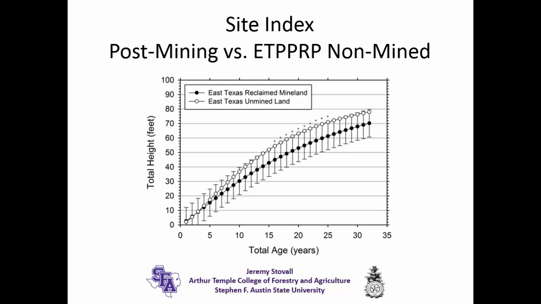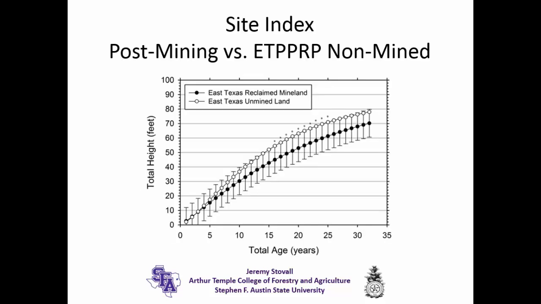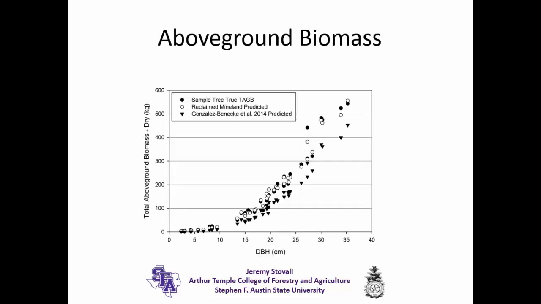Now, here's a comparison where we didn't look at pre-mining site index. We just looked at East Texas average, about 71 feet. And again, we know these were below average sites to start with. But even when you compare it to East Texas average, these reclaimed mineland pine plantations, they're only significantly shorter between ages 16 and 25. The rest of the ages, you can't even tell the height difference from a non-mined average site in East Texas. So there's this short-term effect that we're seeing compared to an average.